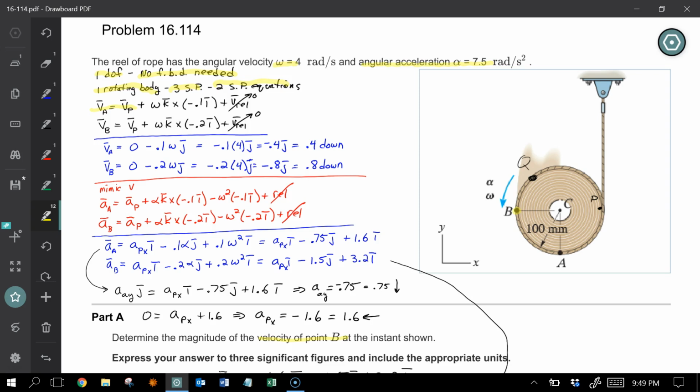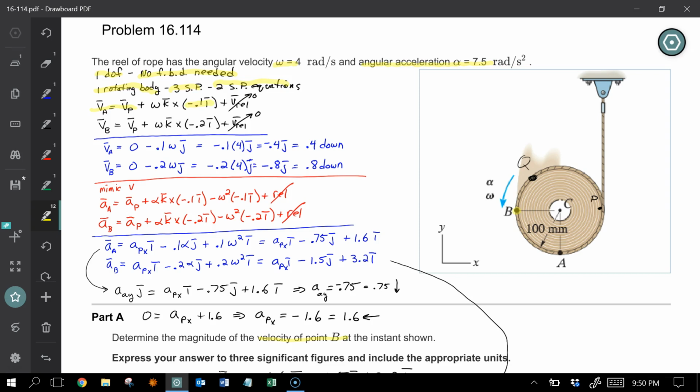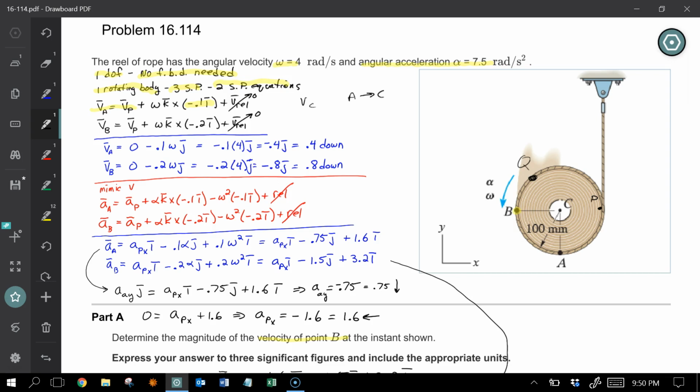So I write velocity of A equals velocity of P plus omega cross R, and this R goes from P to A. So if you're going from P, yeah, this should have been C, the center of the point. All right, my mistake. This should be the velocity of C. So everywhere you see a point A, it should be a point C. Okay, anyway, my mistake. I wasn't looking at the picture.